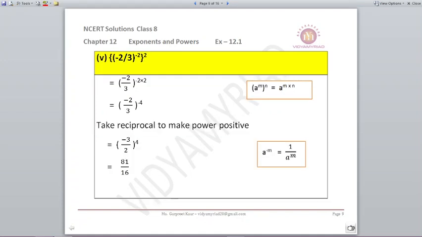Next, minus 2 upon 3 raised to power minus 2, the whole squared. So when there is a bracket, we multiply the powers. So minus 2 upon 3 the whole, it becomes minus 4. And to make it positive powers, we will take its reciprocal. It becomes minus 3 upon 2 whole raised to power 4, which is 81 upon 16. Minus will become plus.